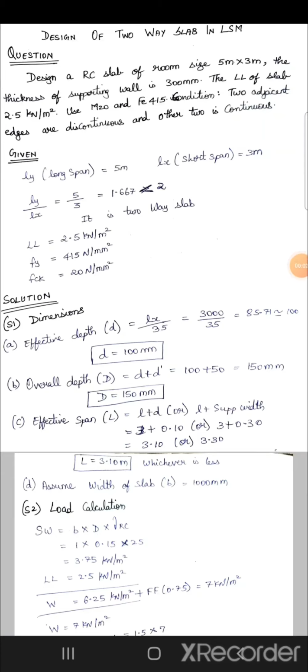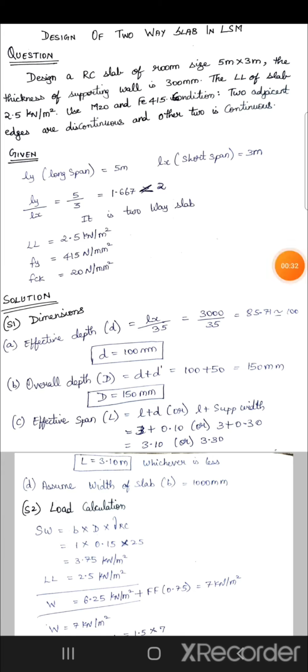Hello friends, in this video we are going to see design of two-way slab in limit state method. Question is, design a RC slab of room size 5 meter into 3 meter. The thickness of supporting wall is 300 mm. The live load of slab is 2.5 kN per meter square. Use M20 and Fe415. Condition: two adjacent edges are discontinuous and the other two are continuous.